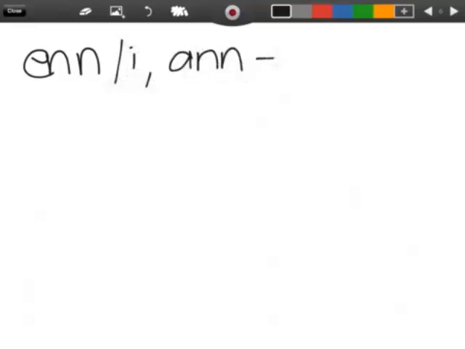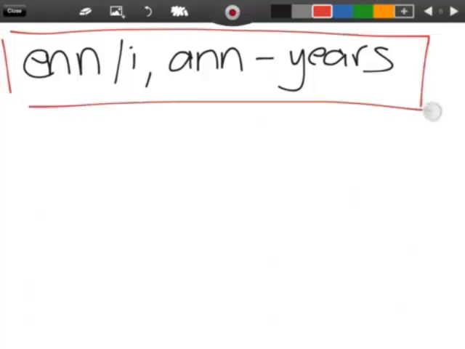Moving on to our next root, enn or enni, meaning years. This is a commonly used root, so I'm going to go ahead and make that in a box. And I'm going to give you two examples.